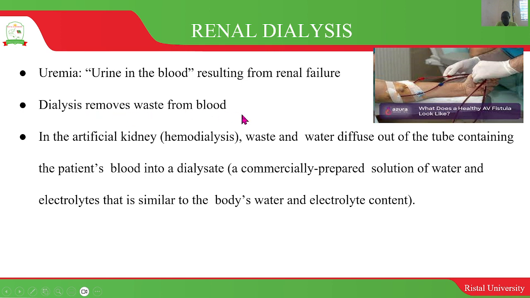Dialysis removes the waste from the blood. In artificial kidney or hemodialysis, waste and water diffuse out of the tube containing the patient's blood into a dialysate, which is a commercially prepared solution of water and electrolyte that is similar to the body's water and electrolyte content. So what happened here is that the kidney has failed. Blood is circulating all over the body, reaching the kidney, reaching the nephron, reaching the glomerulus and the basement membrane, but nothing is being filtered out. And then a lot of these waste products start to accumulate in our blood.